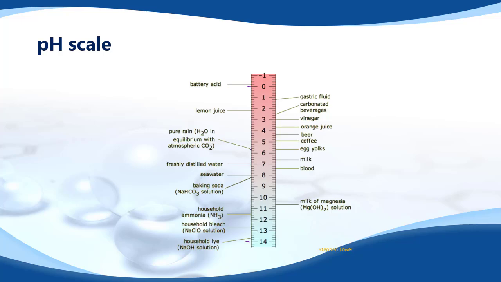Rainwater is typically a little bit below 6. The reason why is because it has CO2, which is acidic. Your juices, so orange juice, which is citric acid, vinegar, which is acetic acid, lemon juice, more citric acid, all of those tend to be below 7.